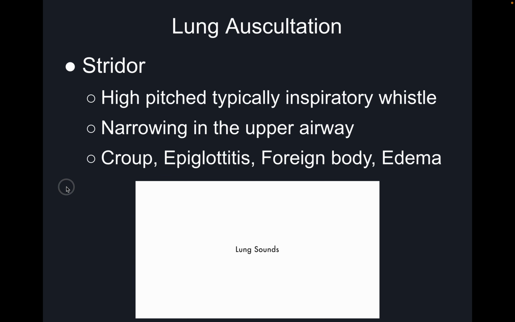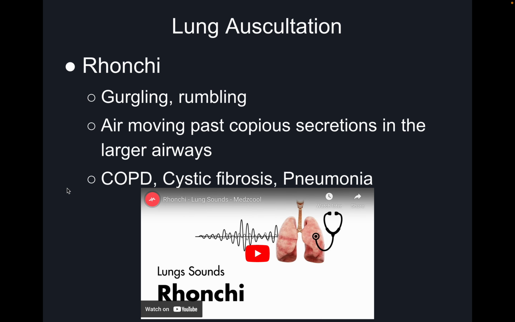And then moving to bronchi, which is sort of this gurgling or rumbling sound associated with secretions in the larger airways, sometimes heard in COPD, cystic fibrosis, or pneumonias.